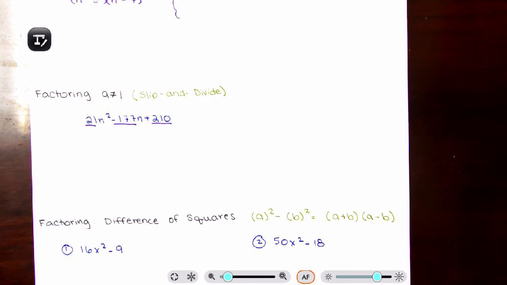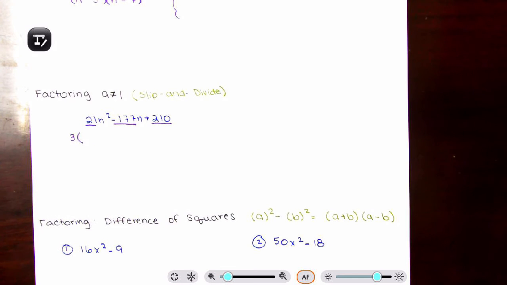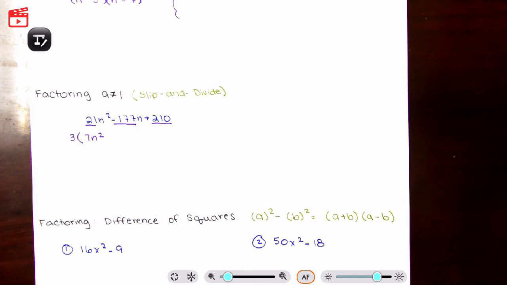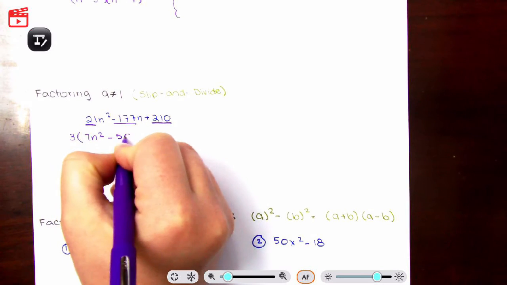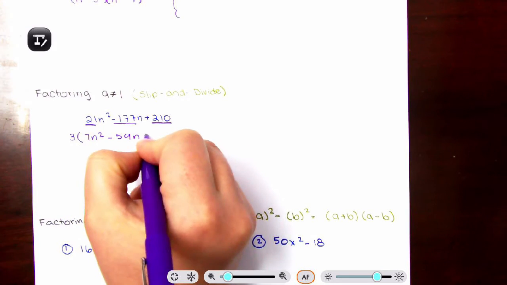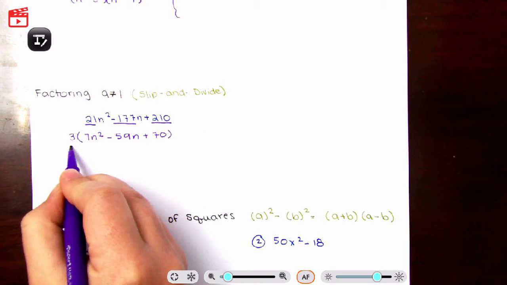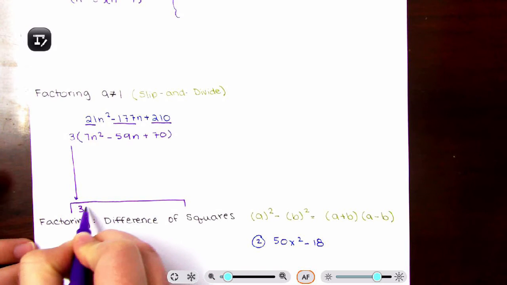And let's see, 7 times 3 is 21. So let's see if 177 can be divisible by 3, and it can be. So I'm going to pull out a 3. That means 21 divided by 3 is 7. 177 divided by 3 is 59. And 210 divided by 3 is 70. Now, I'm going to bring down the 3 into my answer bubble so I do not forget it.